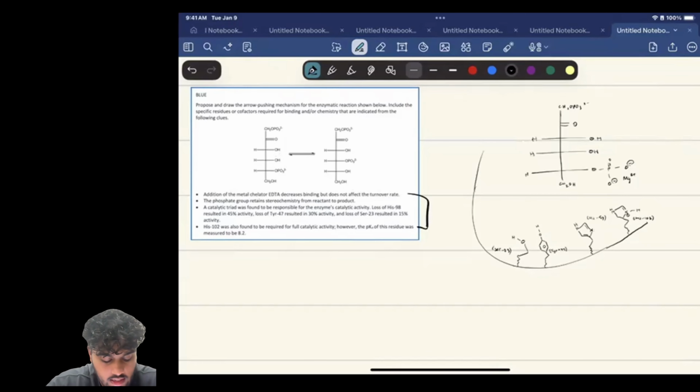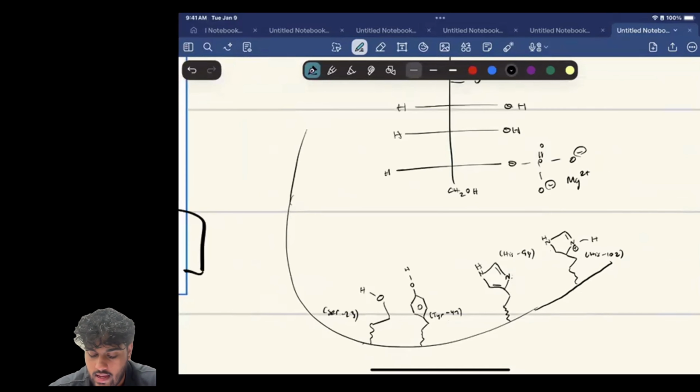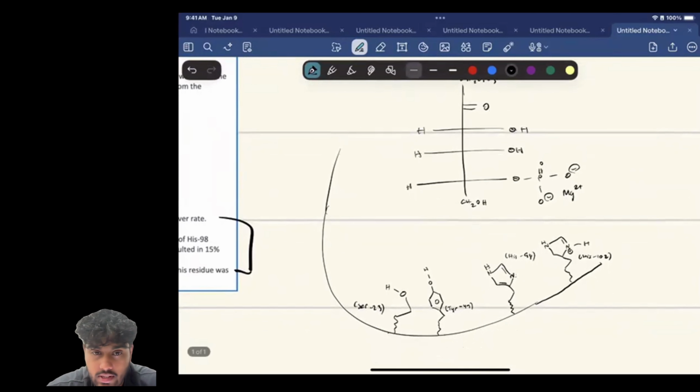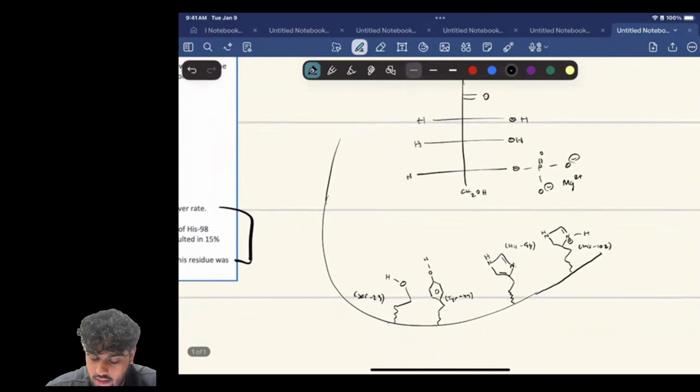So the first clue is that the addition of a metal chelator, EDTA, decreases binding but does not affect the turnover rate. So this clue essentially tells us that a metal ion cofactor, something like Mg2 plus, is used here for the catalytic strategy of both proximity and orientation. So that's what you can see right here with the Mg2 plus, and essentially it just anchors the negative charge on the phosphate group in the active site.